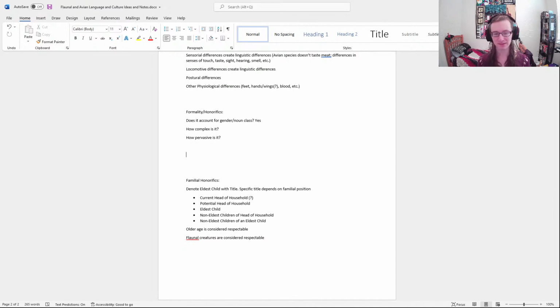How complex is this system? How complex, how pervasive? I want it to be fairly robust. We've already established that there's going to be quite a number of titles, or at least the potential for quite a number of titles, which, while sheer number does not alone account for complexity, definitely does not account for simplicity either.